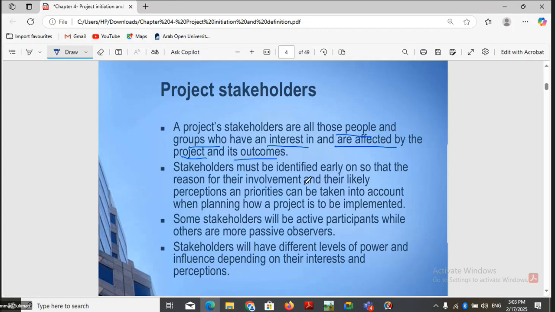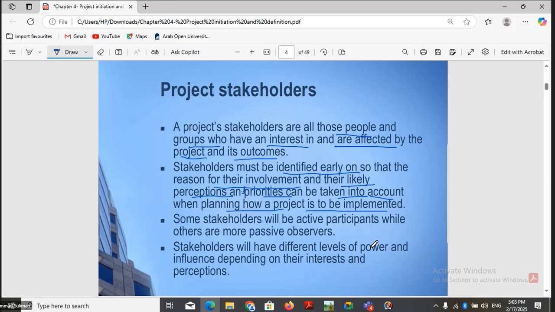The organization, the developers, the teams, the sponsors, the customer, all of these come under the stakeholders. Stakeholders must be identified early so that the reasons for their involvement and their likely perceptions and priorities can be taken into account when planning how the project is to be implemented. So we must identify the stakeholders of the project and we must consult them. They must look into the terms of reference document, and the important stakeholders like the customer and sponsors will agree on the project terms of reference document, and they specify all the specifications.